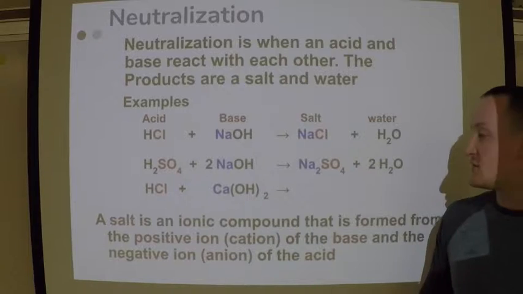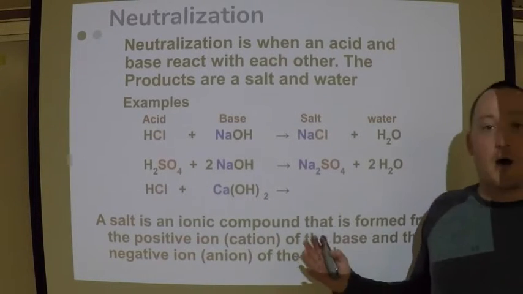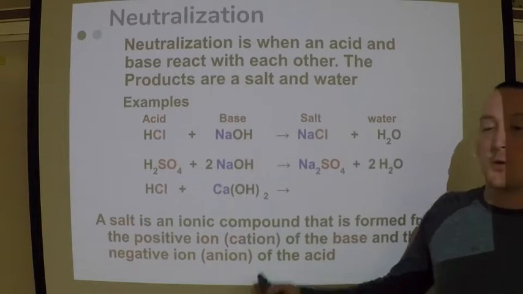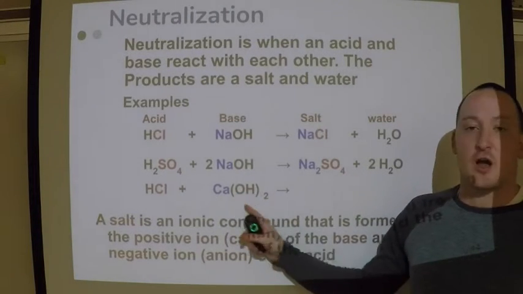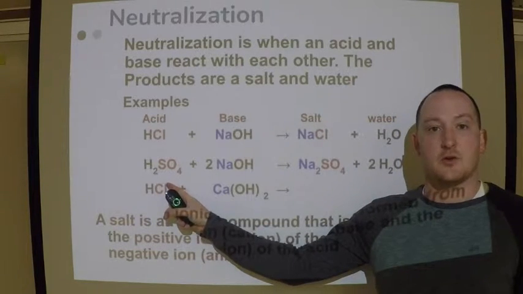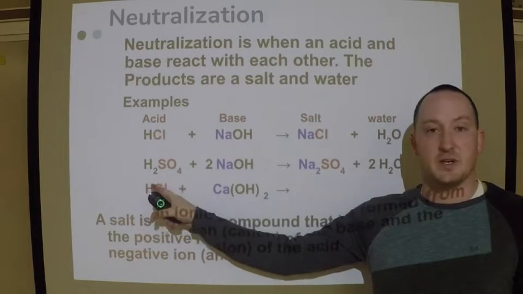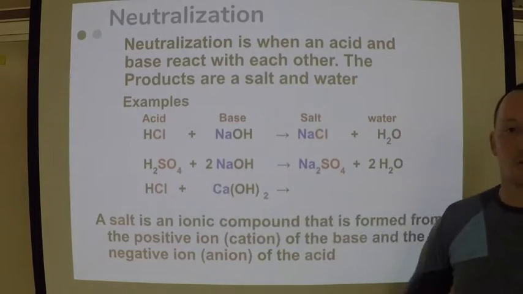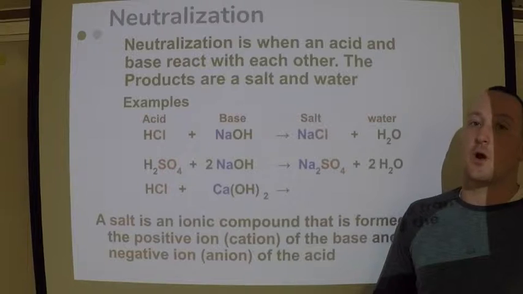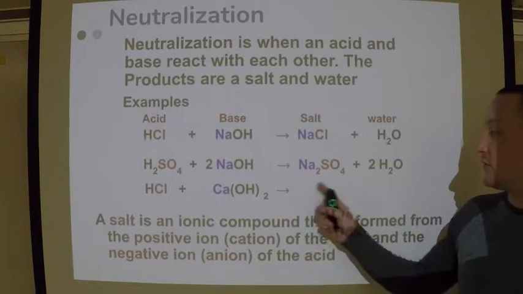Alright, so now that you've had a chance to do that, again, the products of a neutralization reaction. How I know it's a neutralization is, I've got hydroxide, so this is a base. I've got hydrochloric acid, which is an acid because it starts with H. So I know this is a neutralization reaction. The products of a neutralization reaction, one of them is always water. Another one of them is the salt.